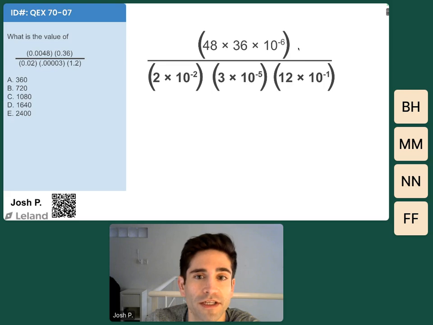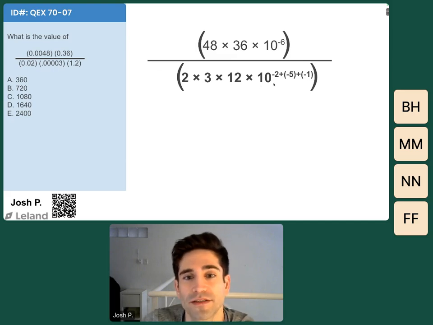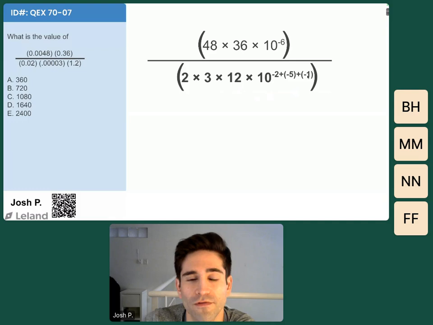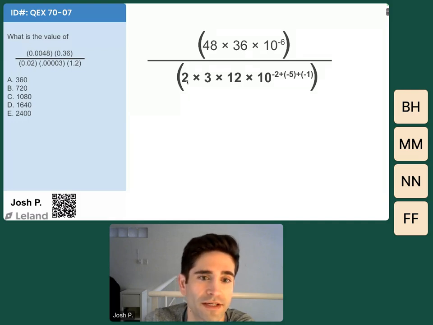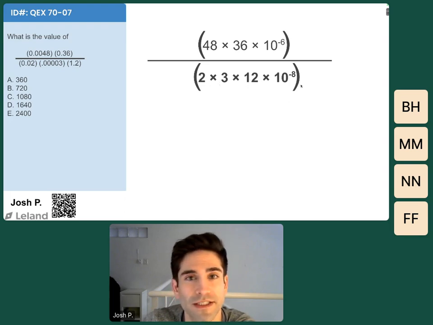And we do the same process for the denominator. We see that we have the product of something times 10 to the power of something in each term. So we can group up using the exponents values. And we have 10 to the minus 2 plus minus 5 plus minus 1, of course, times 12 times 3 times 2, which gives us a very neat denominator of 2 times 3 times 12 times 10 to the minus 8.